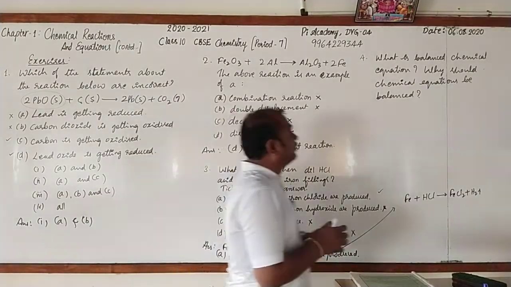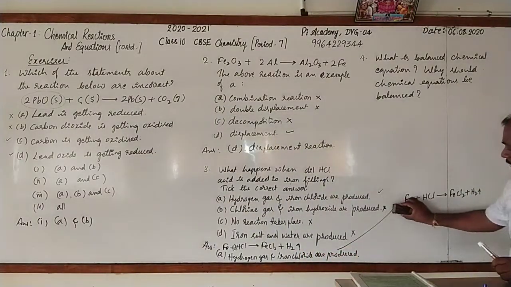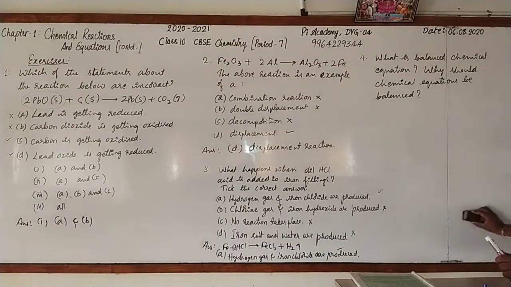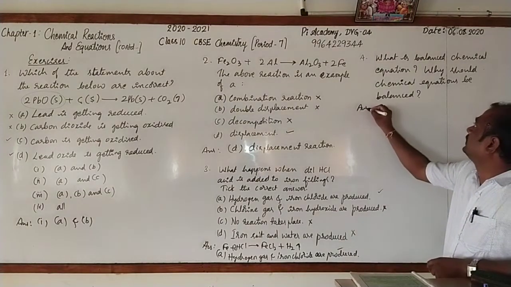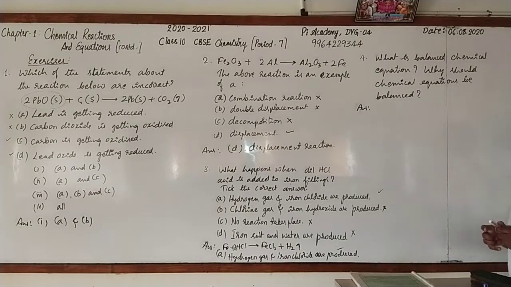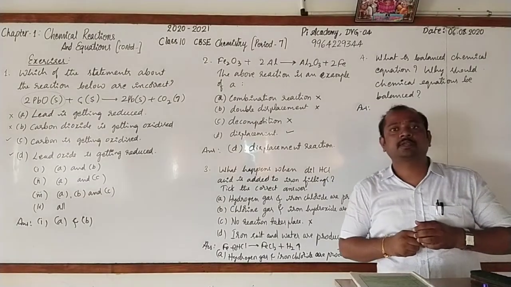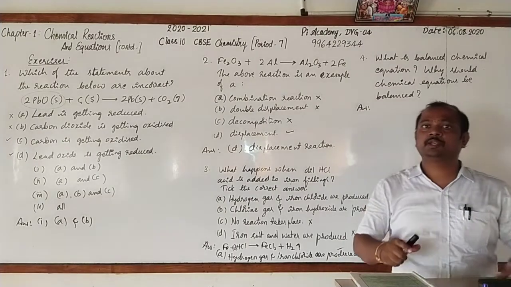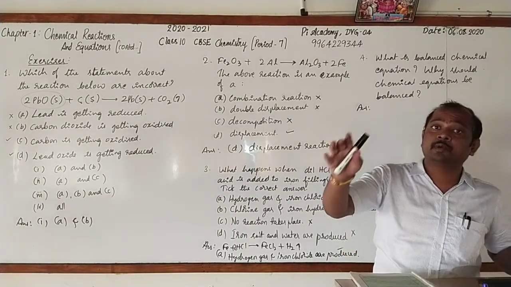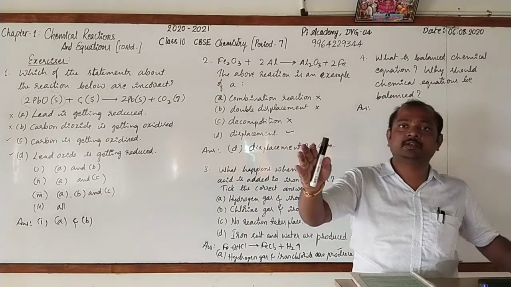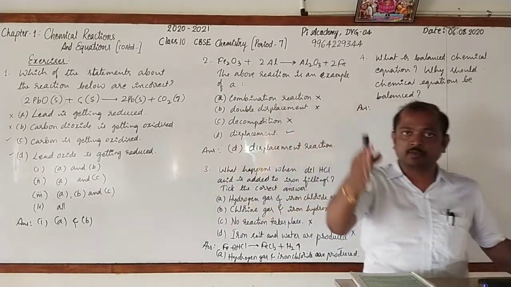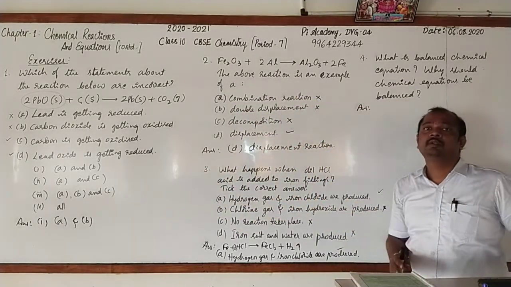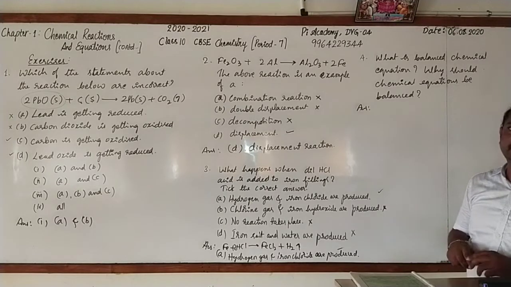Next, we will move on to the fourth one. Observe the fourth one. The question is, what is a balanced chemical equation? The chemical equation in which the number of atoms of each element on the reactant side is equal to the number of atoms of each element on the product side.